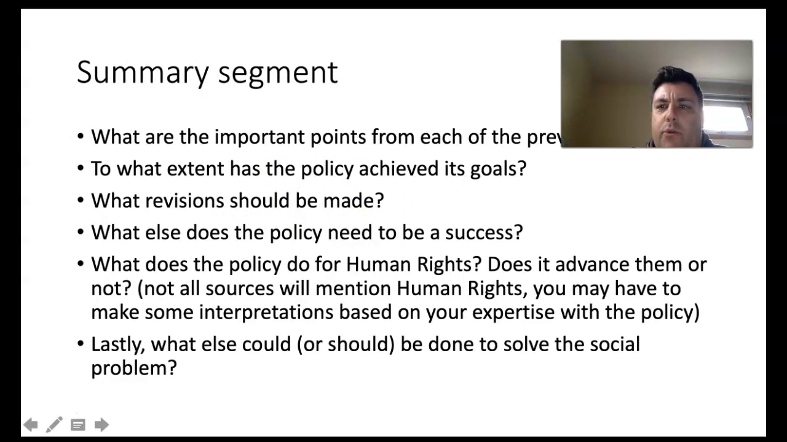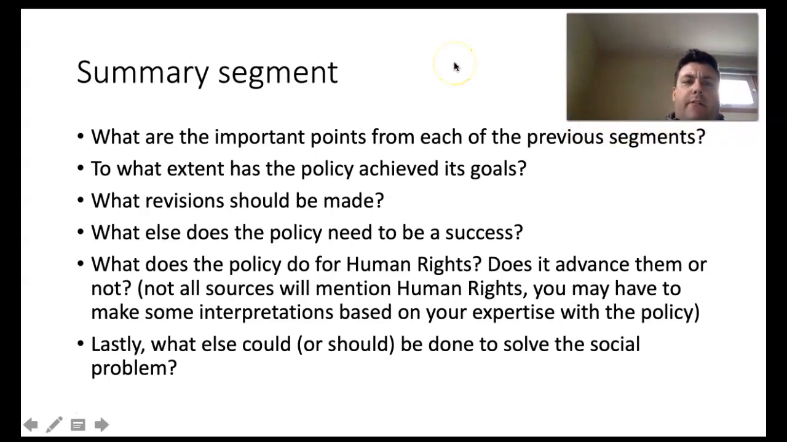So the last segment due that last week of the semester is the summary segment. And what I'm looking for really are what I've listed in these couple of bullet points here. What are the important points from each of the previous segments? So the delineation segment, the historical segment, and the social analysis segment, and then a few words about to what extent the policy has achieved its goals. If it has, that's great. Say why it has. If it has not achieved its goals, say what's gotten in the way.